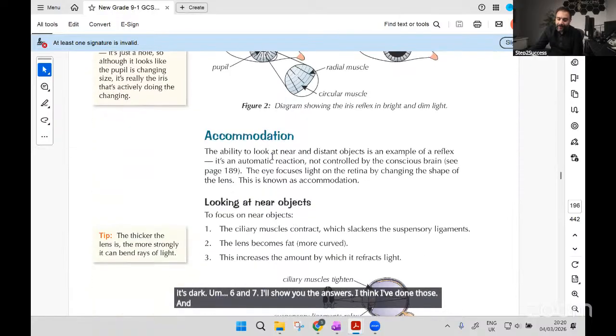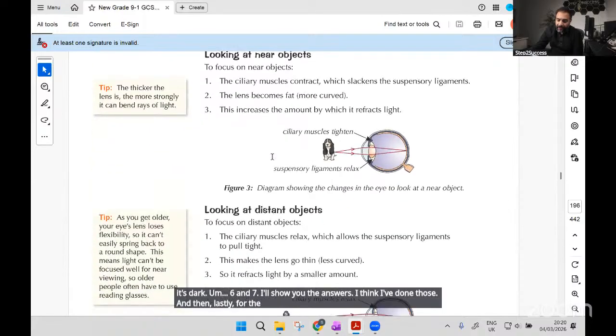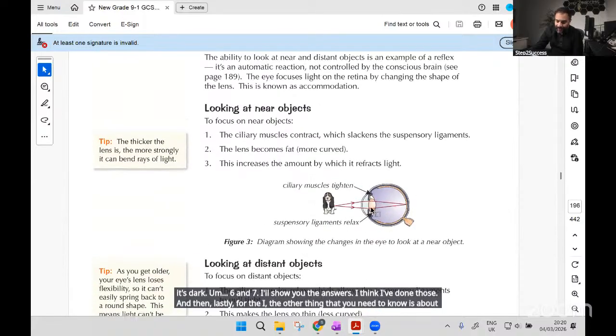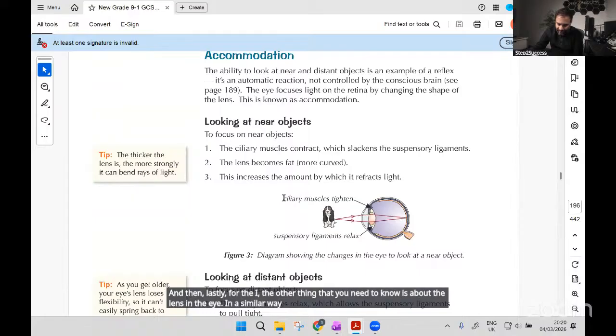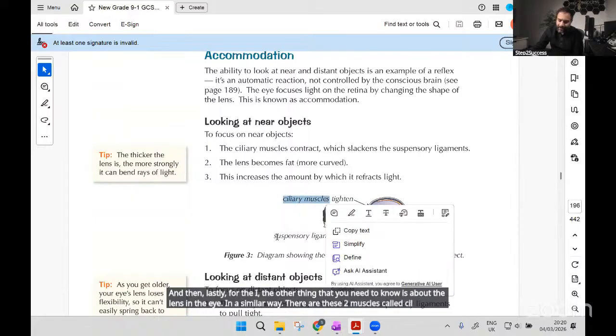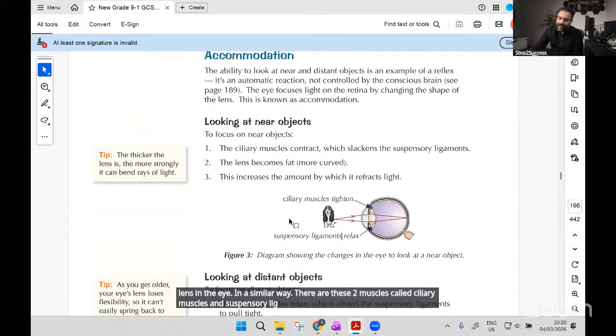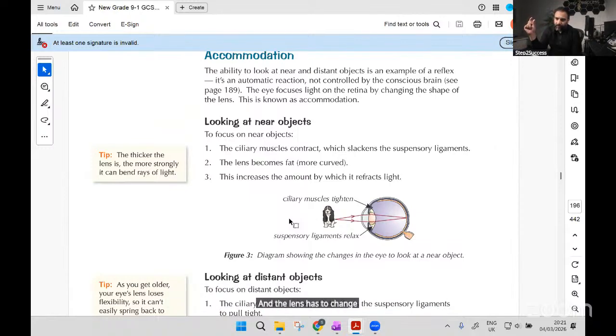And then lastly, for the eye, the other thing that you need to know is about the lens in the eye. In a similar way, there are these two muscles called ciliary muscles and suspensory ligaments. They control the shape of the lens in your eye. The reason that needs to change shape is that it allows you to see things close up or really far away. The lens has to change shape for when you're looking at things close up or further away.